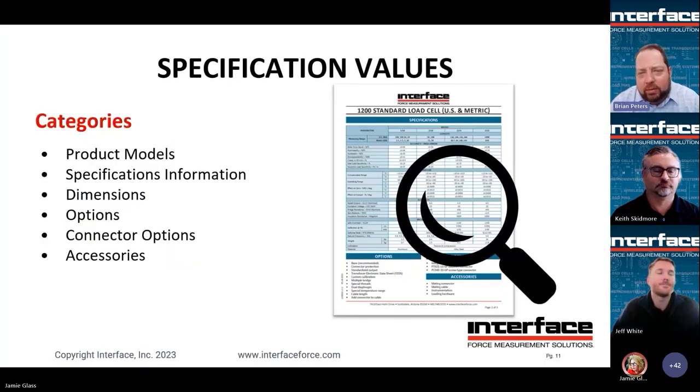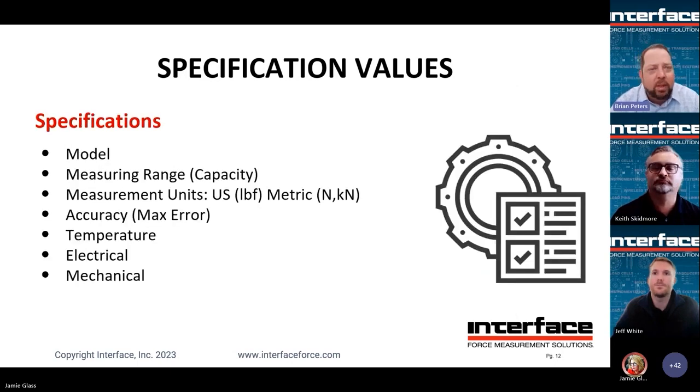Okay, if you look at one of our data sheets, you're going to have different categories listed on there. Product models, there'll be a specifications section, an information section, a dimensional section, options, different connector types that you can choose from, and then accessories. So this section right now, we're going to be talking more specifically about, as Jeff said, the meat and potatoes, the specification section. So next slide, there we go.